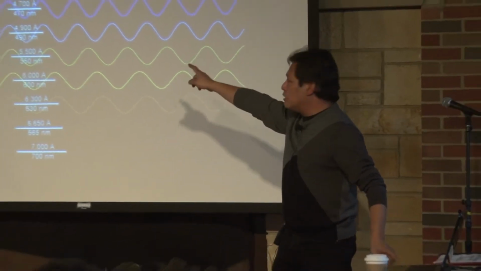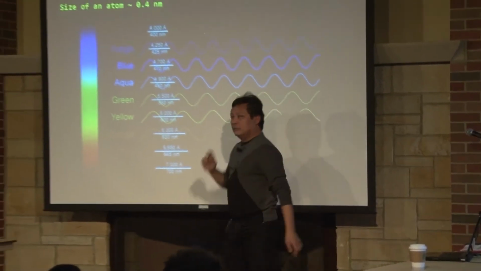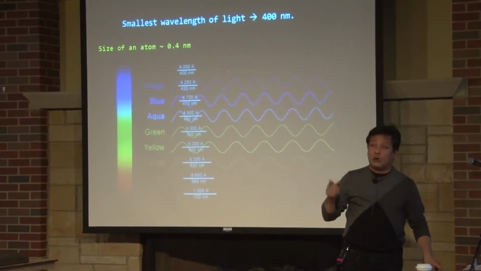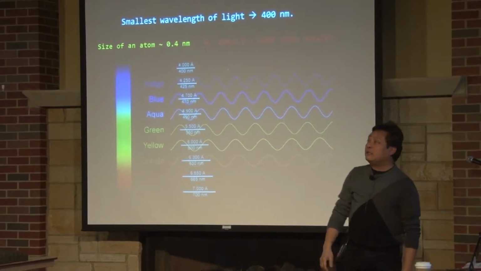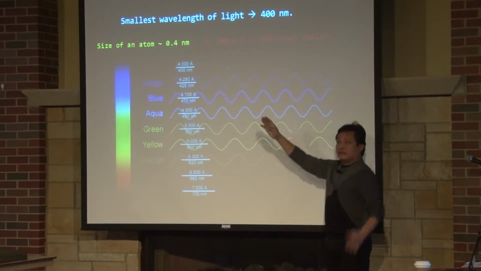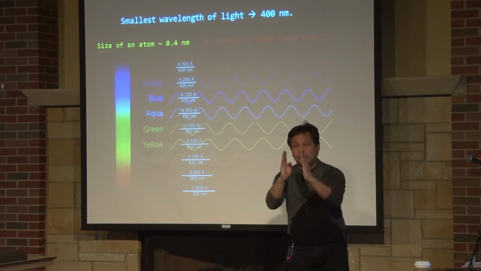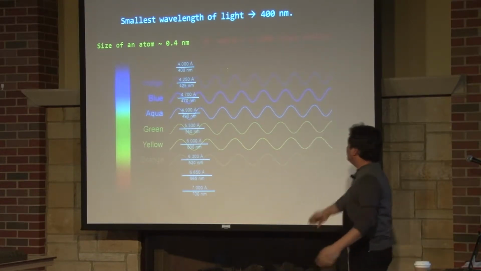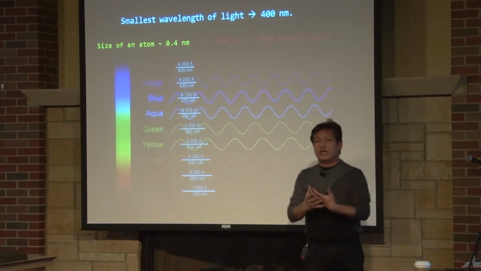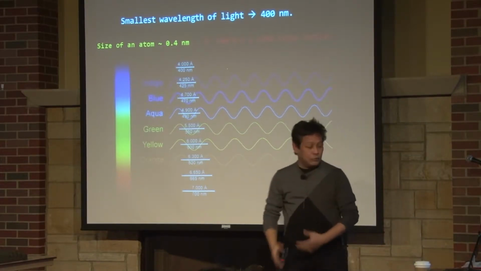The size of an atom, let's call it about 0.4 nanometer. Okay, so actually that's a larger size. Atom size could be 0.1 to 0.4. Then you will notice that the wavelength of the smallest light, visible light I'm talking about, is at least 1,000 times larger. So the atom is 1,000 times smaller, so you cannot see it with the light.